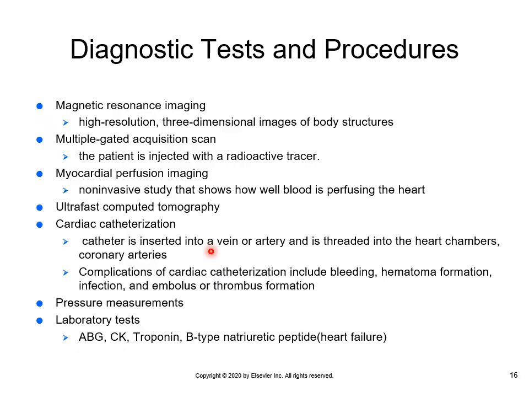Okay, so again, a catheter is inserted into the vein or artery, and it's threaded into the heart chambers and the coronary arteries so that we can check if the blood flow is normal or if there's an anomaly that we need to correct.